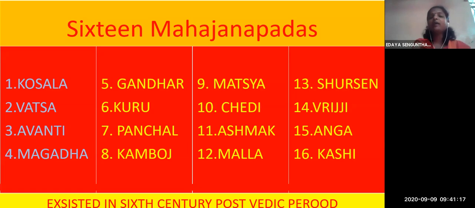Very good, very good. Thank you, beta. Now mute yourself. Both Aryan and Pankini, mute yourself. Good. Now, these are the 16 Mahajanapadas that existed in the post-Vedic period in the 6th century.